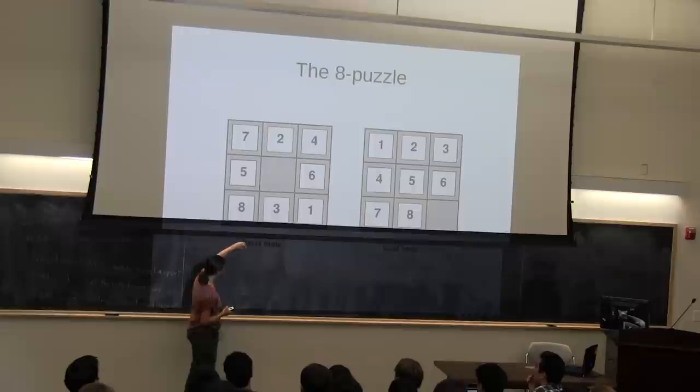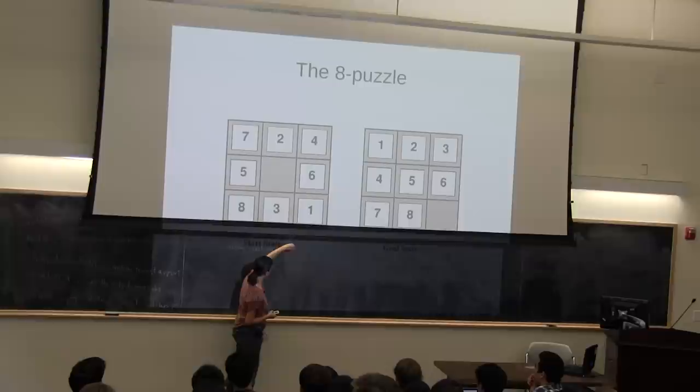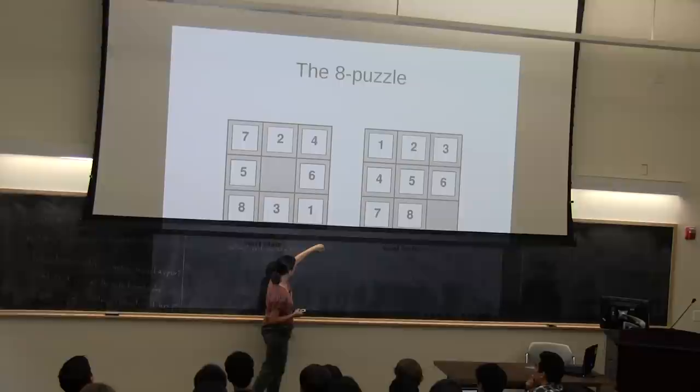All right, what are the actions? Each of the items surrounding the blank can move into it. So each item above, below, left, right. Slide, right? So I can slide any cell near that blank into the blank.